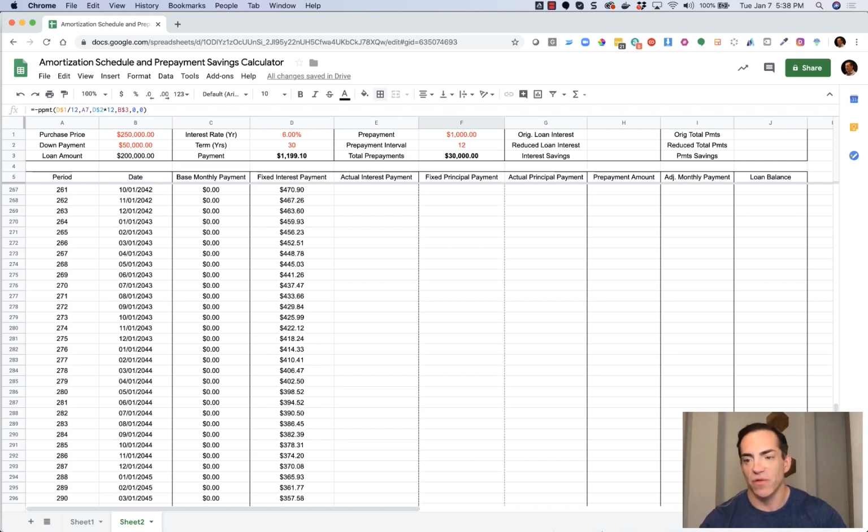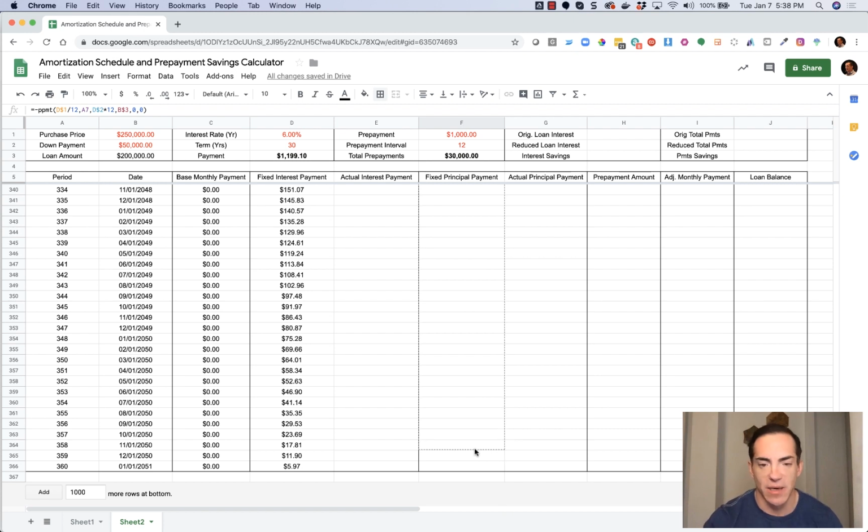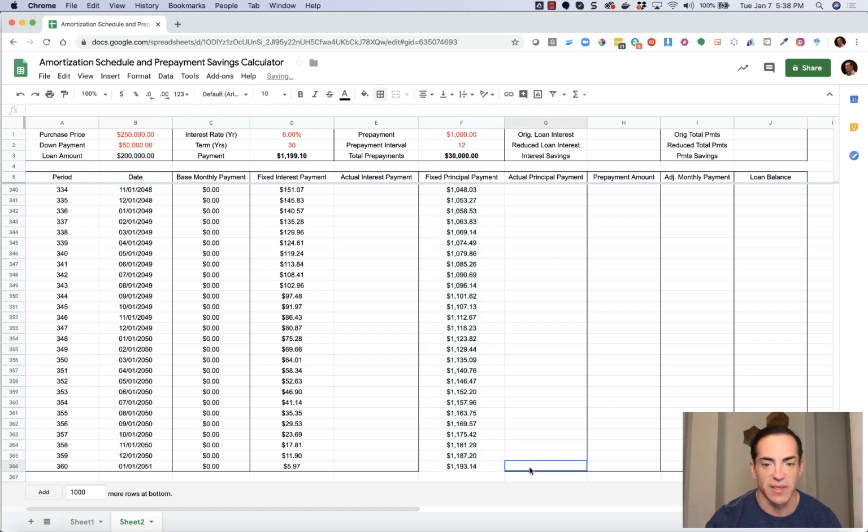And as you saw, when you started, your first payment, only $199 went towards the principal, but by the end, almost the entire payment goes toward principal.